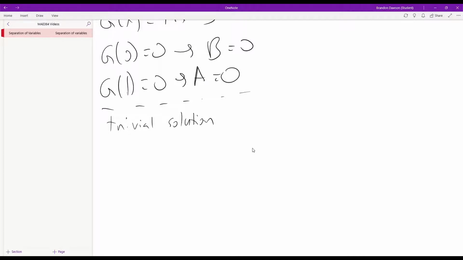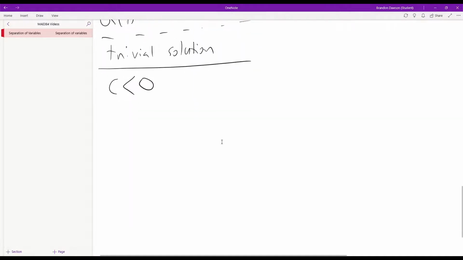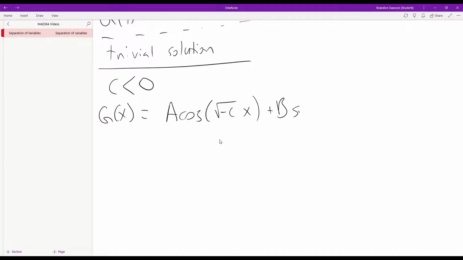So now we have one last chance, in which case we are defining c to be less than 0. Now in this case, we have g of x is equal to a cosine of the square root of negative c times x plus b times sine of the square root of negative c times x. And just to remind you, the reason it's negative c is because c is already defined as a negative. So when you're doing the solution, it'd be the negative of that constant, which in this case is some positive number, and the square root of that positive number.